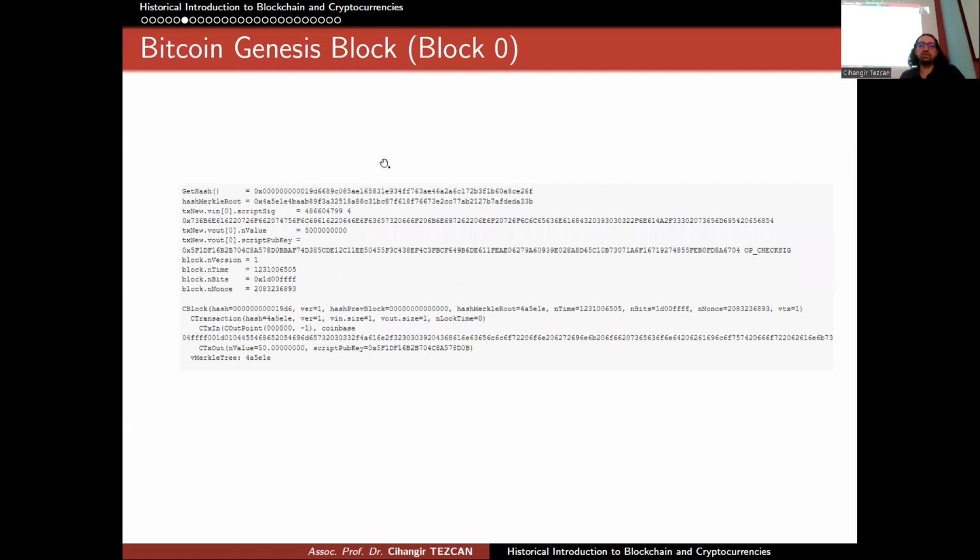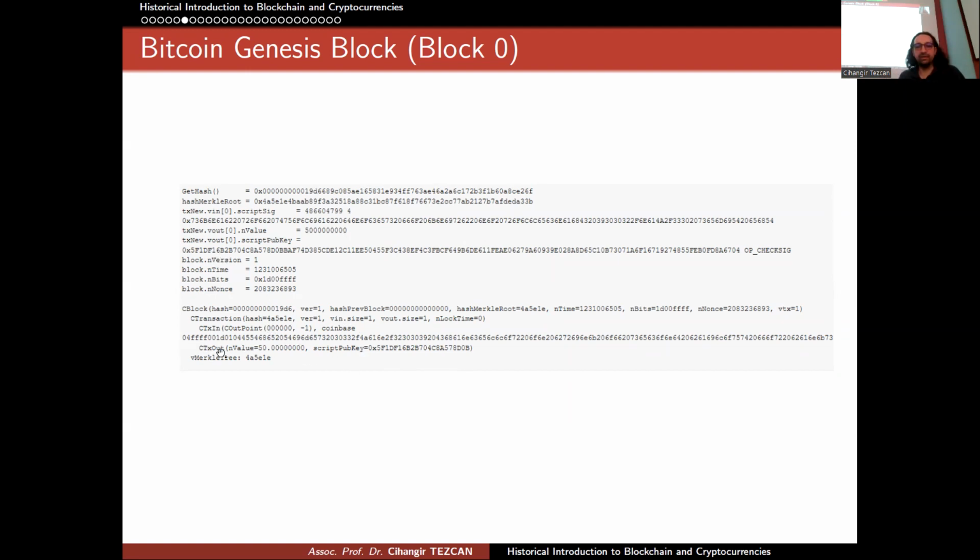Initially, it was 50 Bitcoins. So with the start of this Genesis block, the first block is always called the Genesis block. It only contains the transaction showing which account receives this reward. So this was generated by Satoshi in the first week of, I think, 2009. Throughout 2008, the whole implementation of Bitcoin was completed. And in the first week of 2009, he provided this Genesis block.